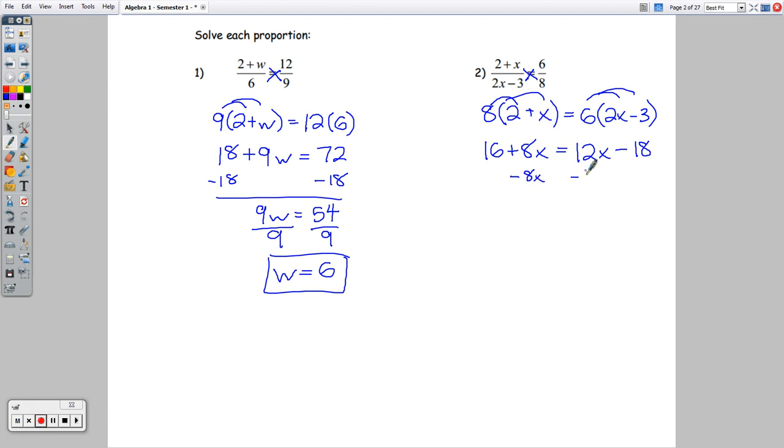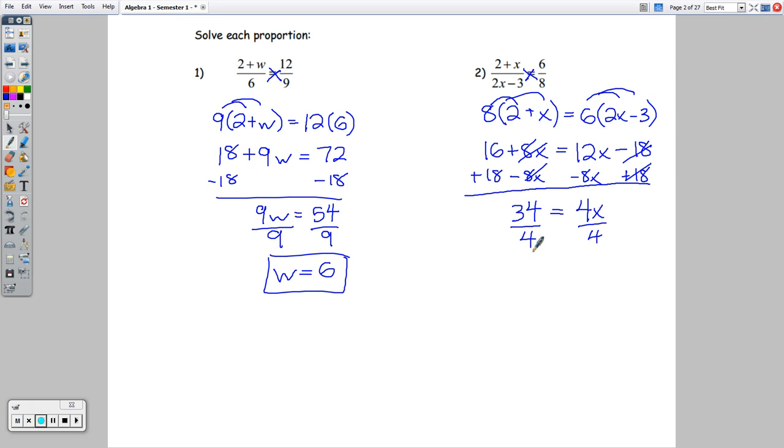So I'm going to subtract 8x. That gets the x's over here, and then that would cancel here. I'm going to add the 18 to the other side. So I'll just show that all on the same line. Putting all this together, this will cancel. This leaves me with 34 equals 4x.